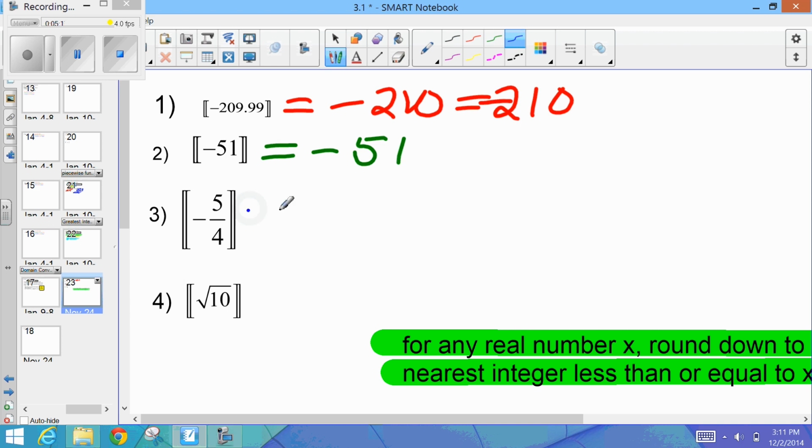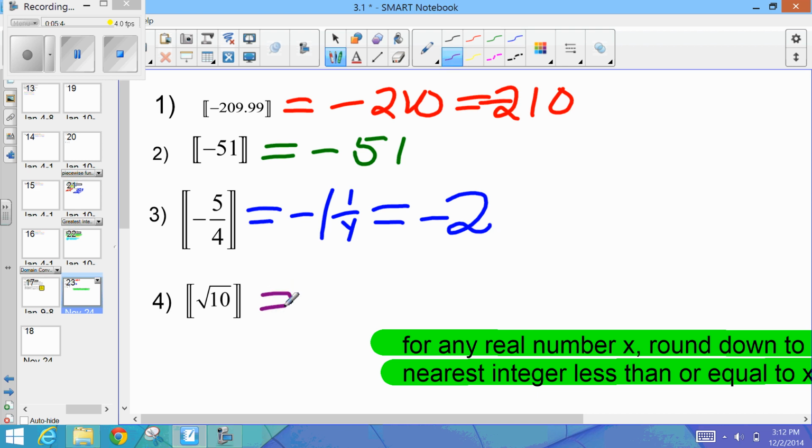For negative 5/4, in a mixed number, this would be equal to negative 1 1/4. So in other words, this is somewhere between negative 1 and negative 2. I need to go smaller than it, but as close as possible. So I'm going to say negative 2.